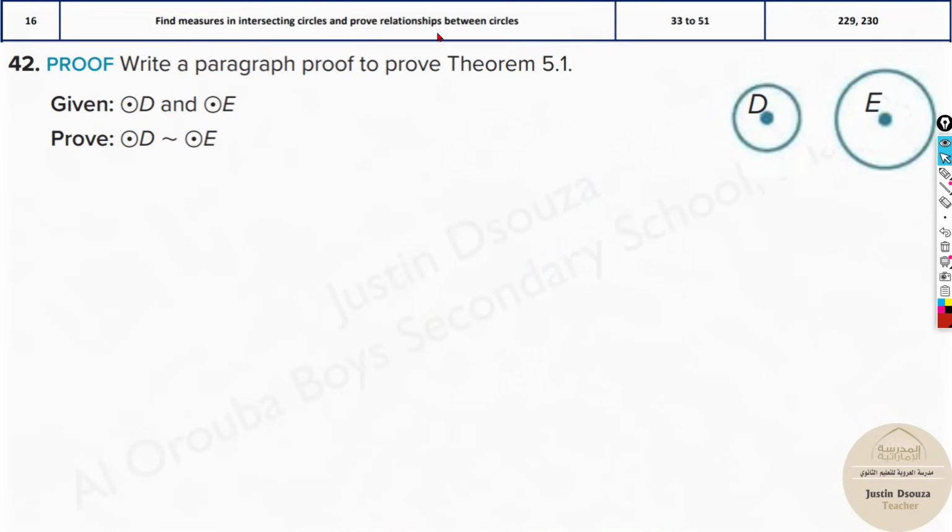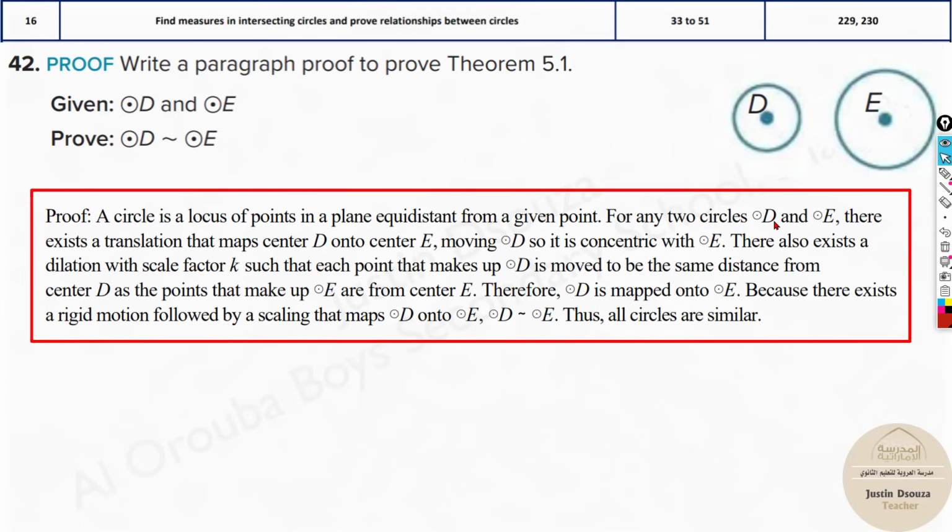And now we have to write a paragraph proof. Write a paragraph proof to prove theorem 5.1. In theorem 5.1, you need to prove that these both are similar. So you can see over here, prove that circle D is similar to circle E. They have just given these two circles. Now here in the paragraph they write it out. I'll just explain each sentence.